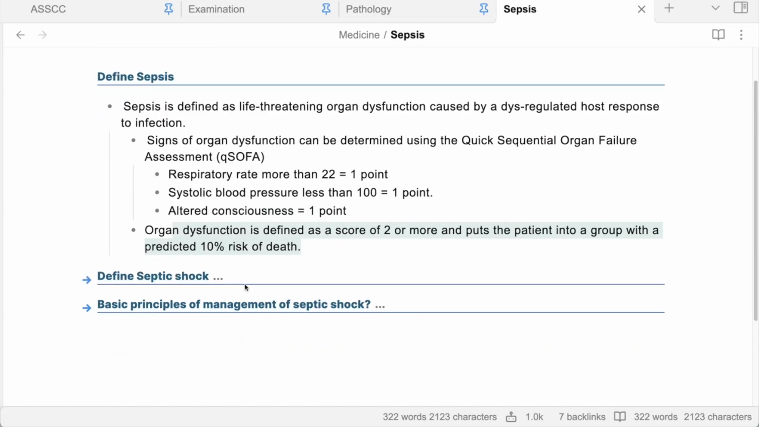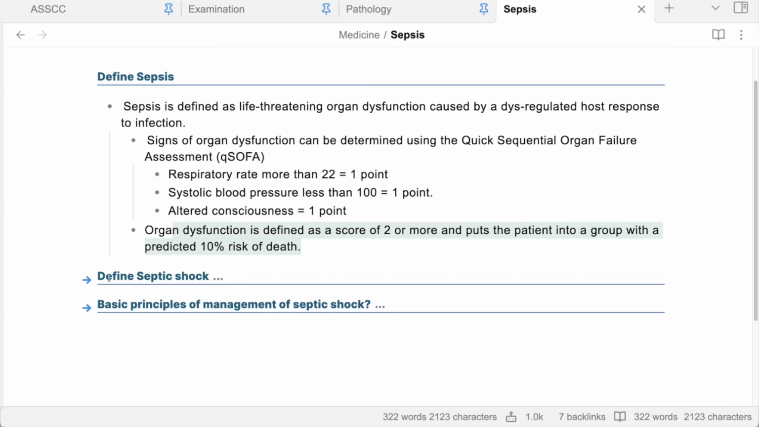Okay. Well, so now you define shock and you define sepsis. Can you define septic shock? Septic shock also is acute circulatory failure due to the decreased oxygen demands with the infections.